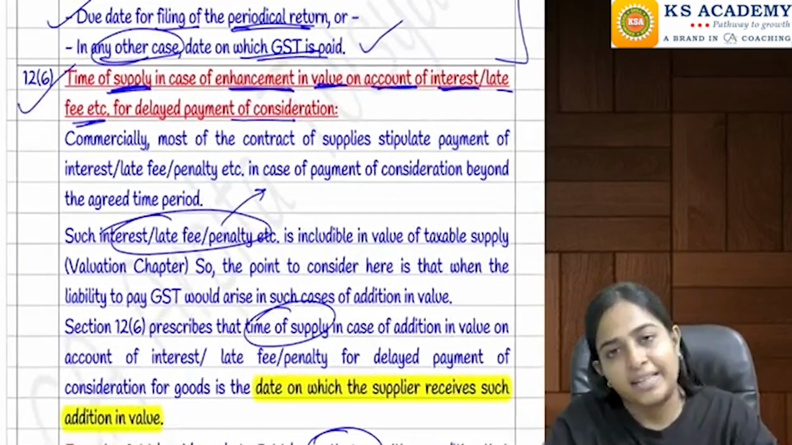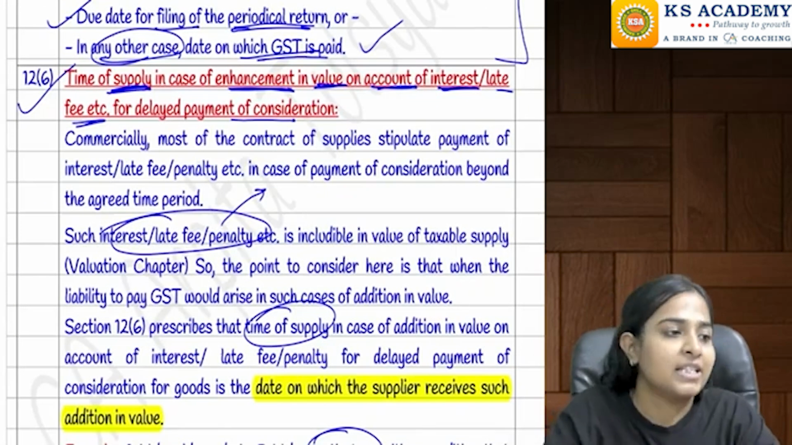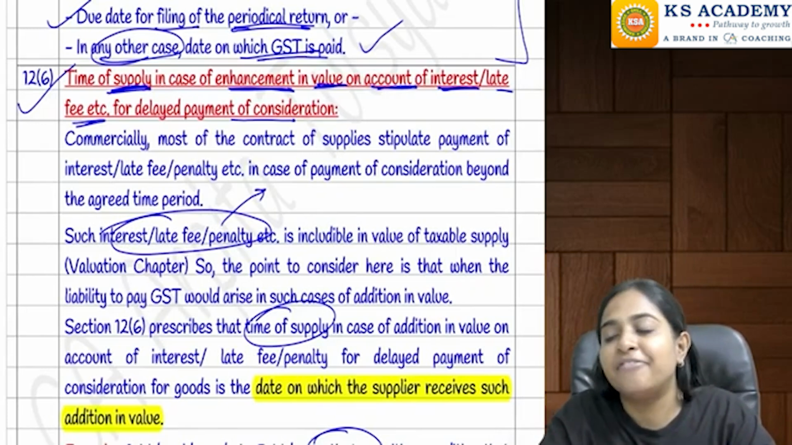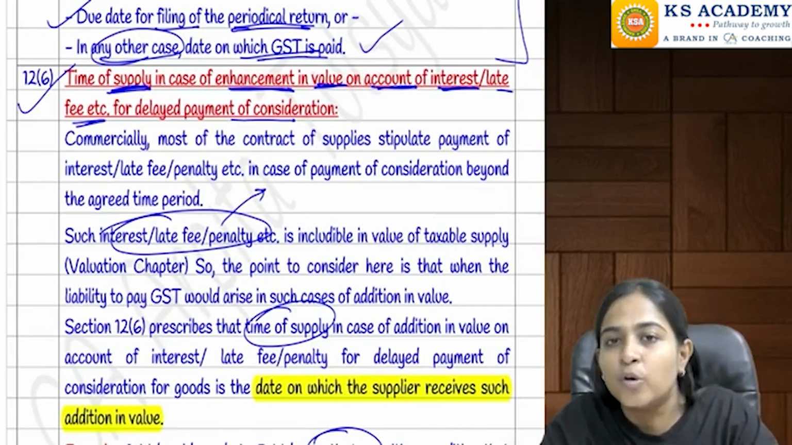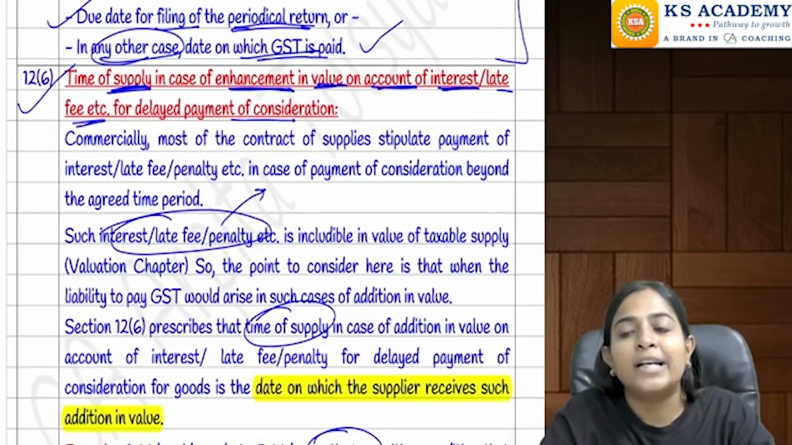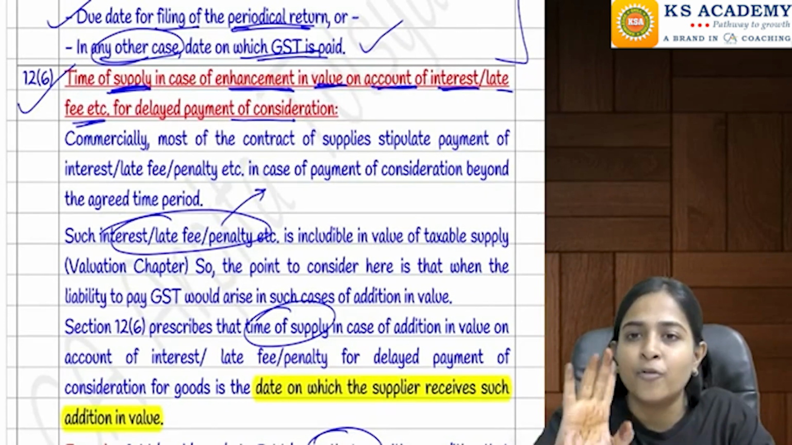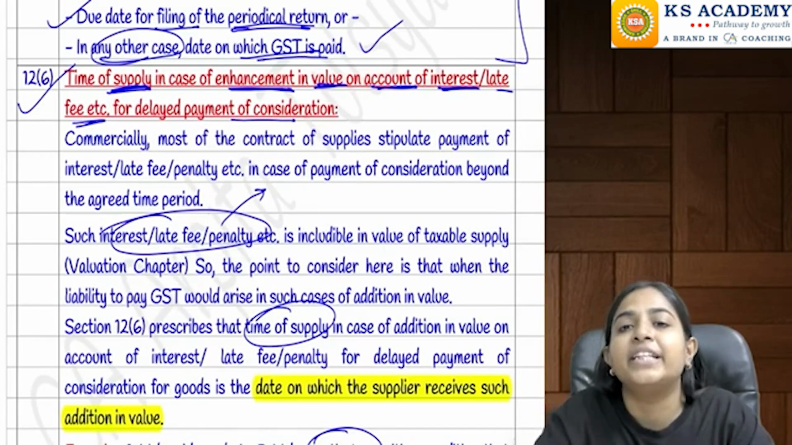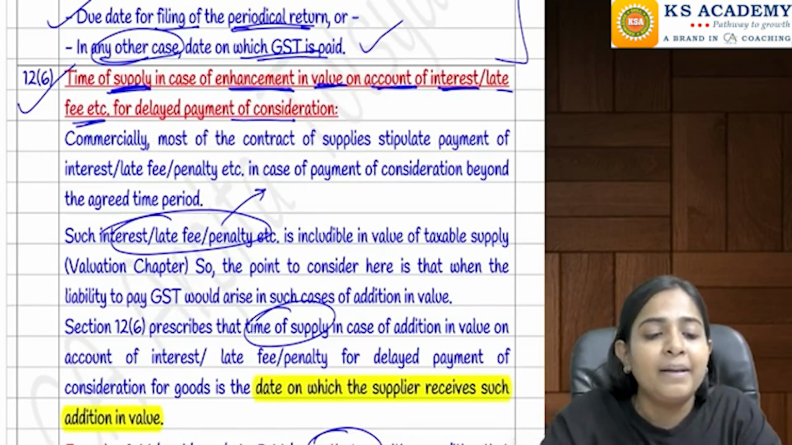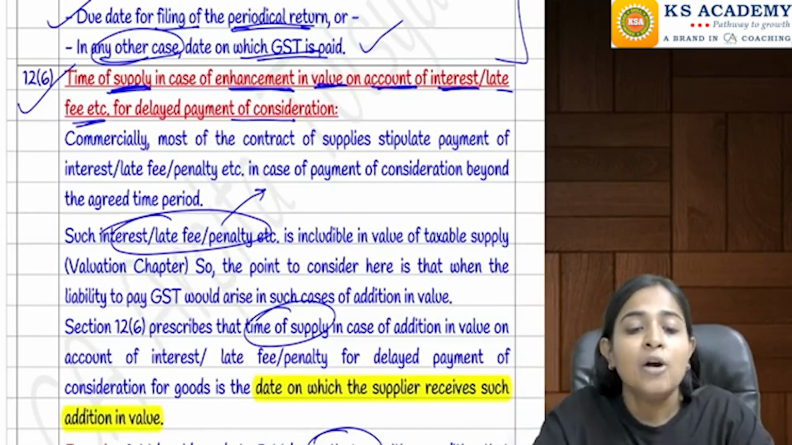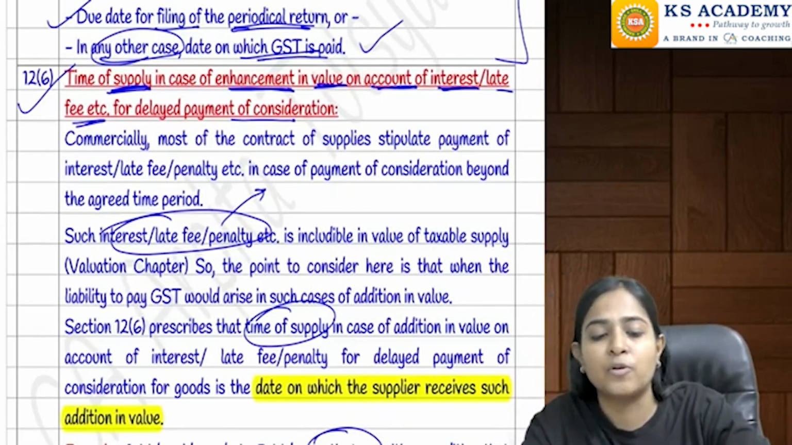Okay, and the last one, that is section number 12 subsection 6. What is section 12 subsection 6 talking about? Let's say there is any increase in value of goods or services. I have supplied you the goods, and I have told you that you are required to make the payment within a time period of 1 month. That is the credit period given to you. If you do not make the payment within 1 month, then I will be levying a late fee of, let's say, 5,000 rupees. Just an example.